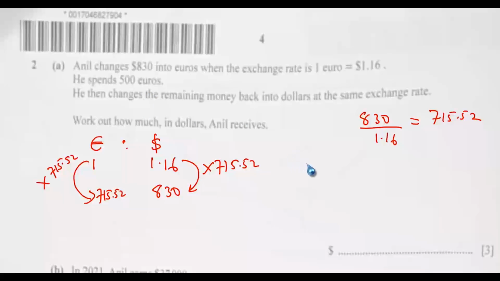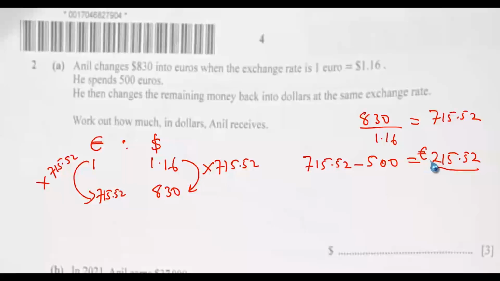So he spends 500 euros. So that means he should have 715.52 minus 500 euros left, and this will give us 215.52. So that is what he has left, and we are asked to change the remaining money back into dollars at the same exchange rate. So these 215.52 euros, we need to convert back to dollars. So that is what we need to do.